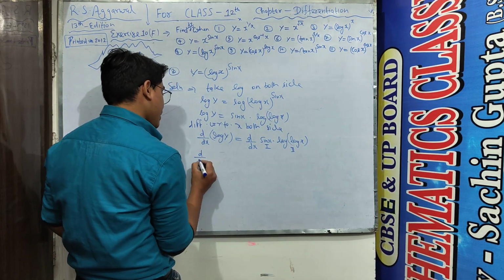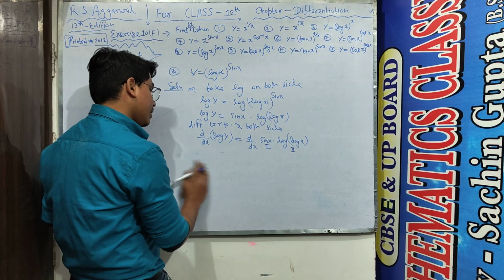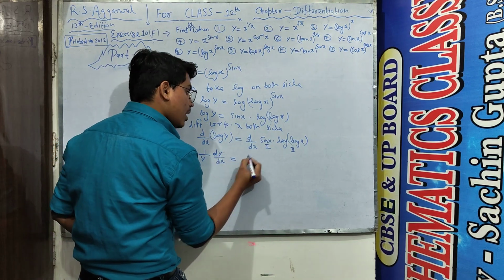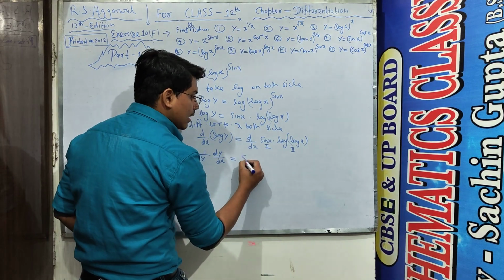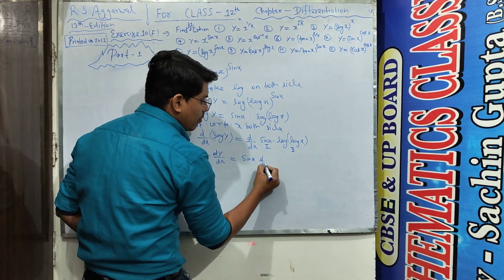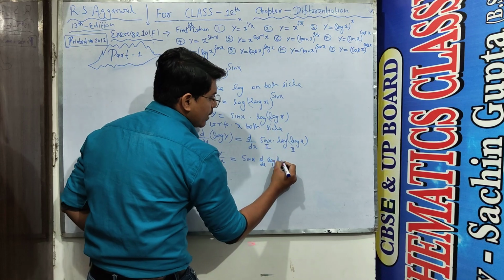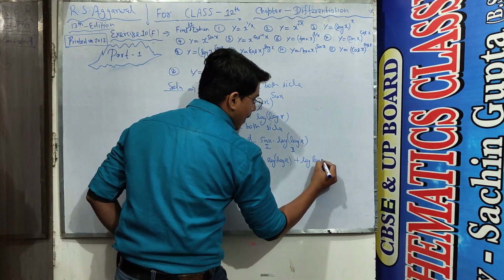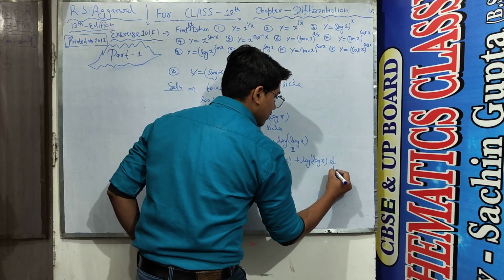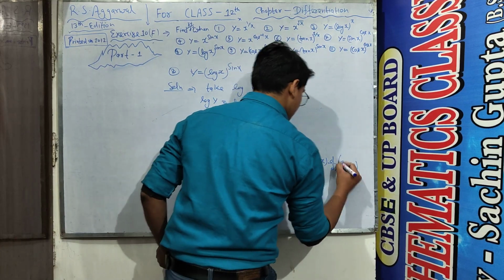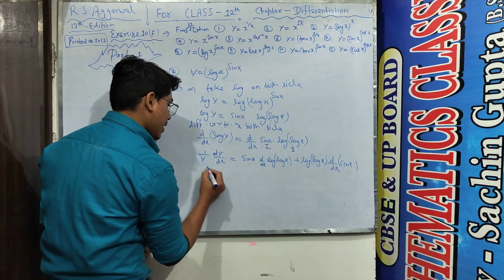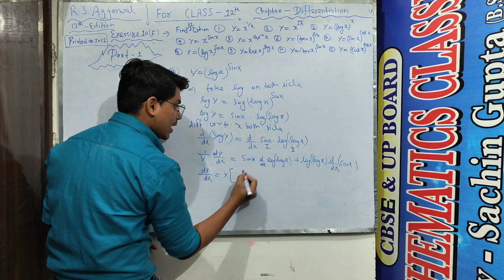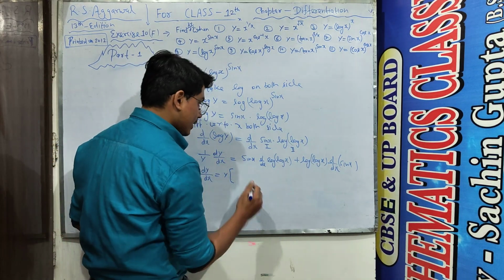So d by dx of log y is 1 by y dy by dx, and here we apply first into d by dx of second, and second into d by dx of first. So it becomes, this y goes to the right hand side in the multiplication of the given right hand side.